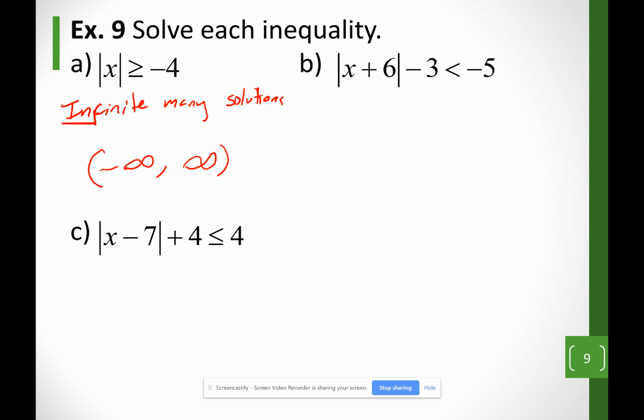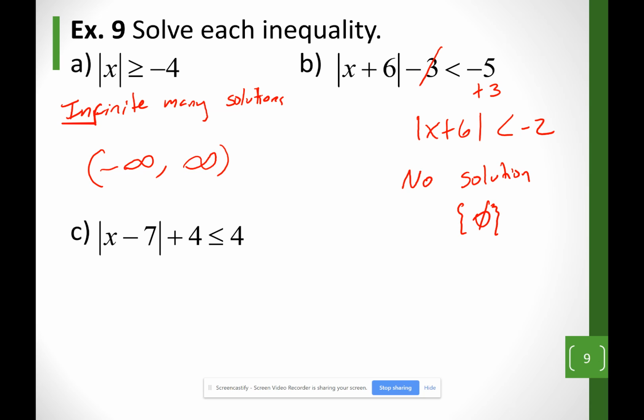Now, looking at question B, let me get the absolute value by itself first. So I'm going to add 3 to both sides. So I have the absolute value of x plus 6 is less than negative 2. I know an absolute value is positive. Now, a positive value being less than a negative, no solution. Or my solution set is empty.